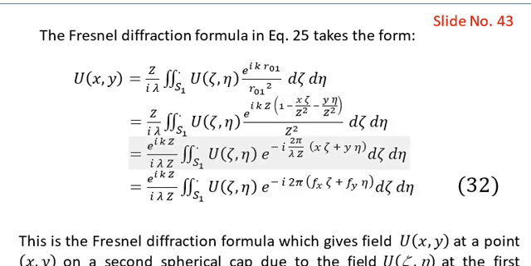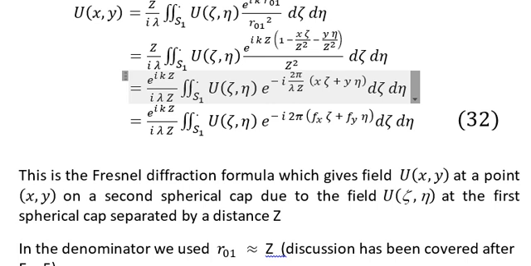So in the third step we have e to the power iota kz over iota lambda z, and the surface integral over s1, which is the clear aperture, and within that we have the field u of zeta comma eta multiplied by e to the power minus iota 2 pi over lambda z, and within the parenthesis we have x into zeta plus y into eta, and the integration is with respect to d zeta and d eta. So consider the last step in equation number 32, which is very important, because we have replaced x over lambda z by fx, and we have replaced y over lambda z by fy. So fx and fy are the Fourier variables we have represented in the last step of the equation.